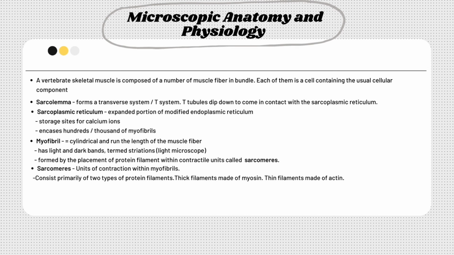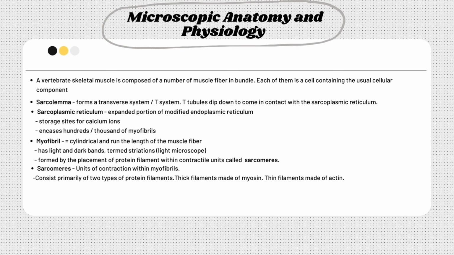The sarcoplasmic reticulum encases hundreds and sometimes thousands of myofibrils, which are the contractile portion of a muscle fiber. Myofibrils are cylindrical and run the length of the muscle fiber. Under the light microscope, we may see that the myofibril has light and dark bands termed striations. They are responsible for the skeletal muscle's striated appearance.